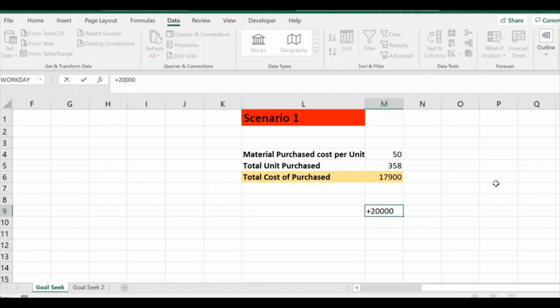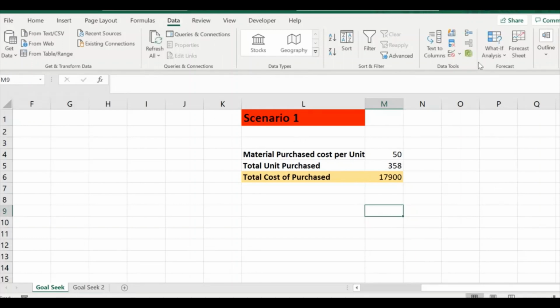So here we can easily give you the answer by mathematical logic. We will divide 20,000 by 50, which is equal to 400 units. But now we will use Goal Seek for this calculation.